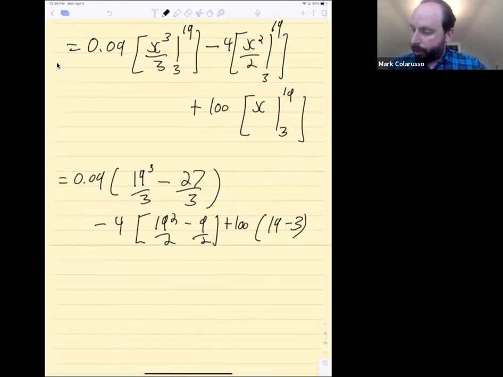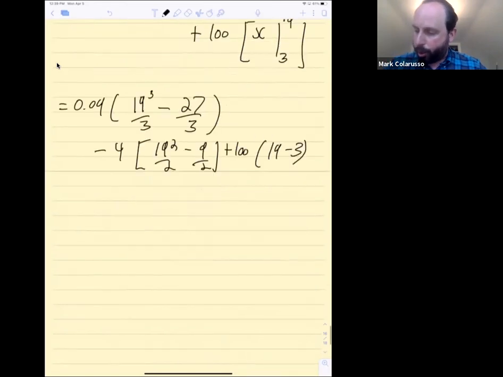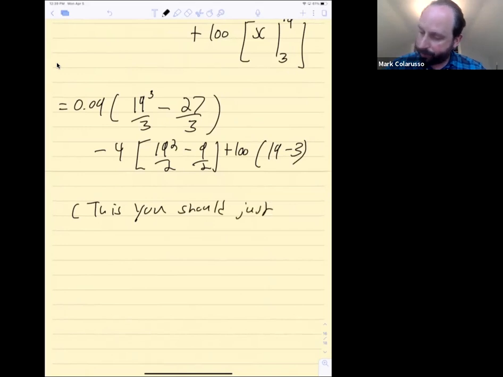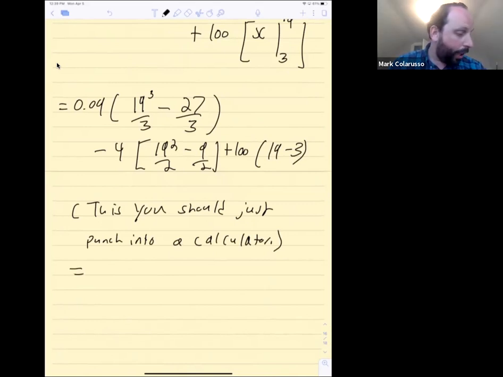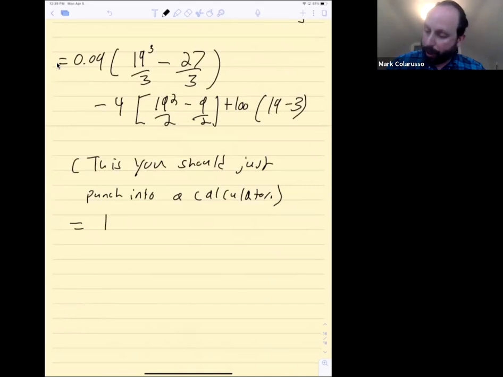What do we get? So this you should just punch into the calculator at this point. Try to do this by hand, I'll totally screw it up. And when you do that, you get that this is $1,196.